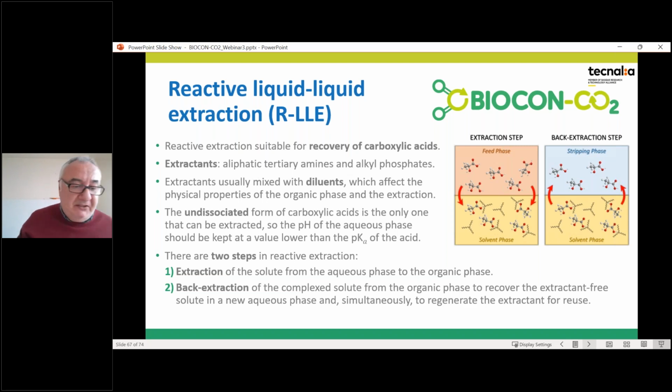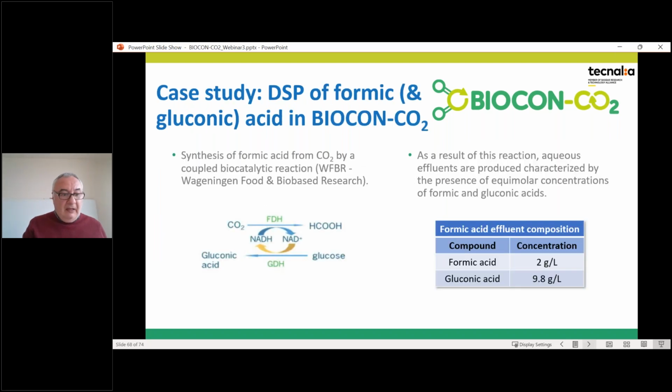Once we've explained the basis of both technologies, I will talk about their application in a particular case study: the downstream processing of mixtures of formic and gluconic acids. In the framework of the Horizon 2020 BIOCON-CO2 project, TECNALIA is in charge of the downstream processing of one of the target products to be obtained from CO2, the formic acid.